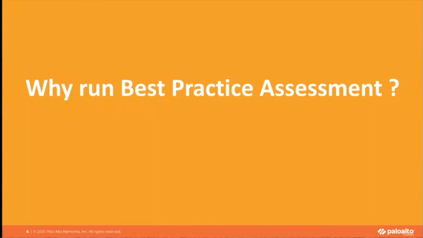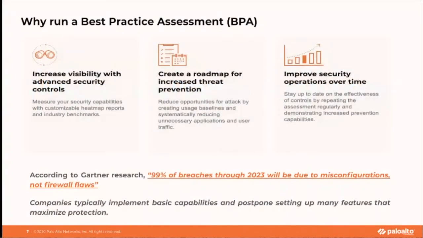Why are we running the best practice assessment? According to Gartner's research, 99% of breaches through 2023 will be due to misconfigurations. Companies typically implement all the basic capabilities, but they neglect or postpone setting up many features to maximize their protection. This tool gives you visibility with advanced security controls. You can create a roadmap for increased threat prevention and improve your security operations over time.